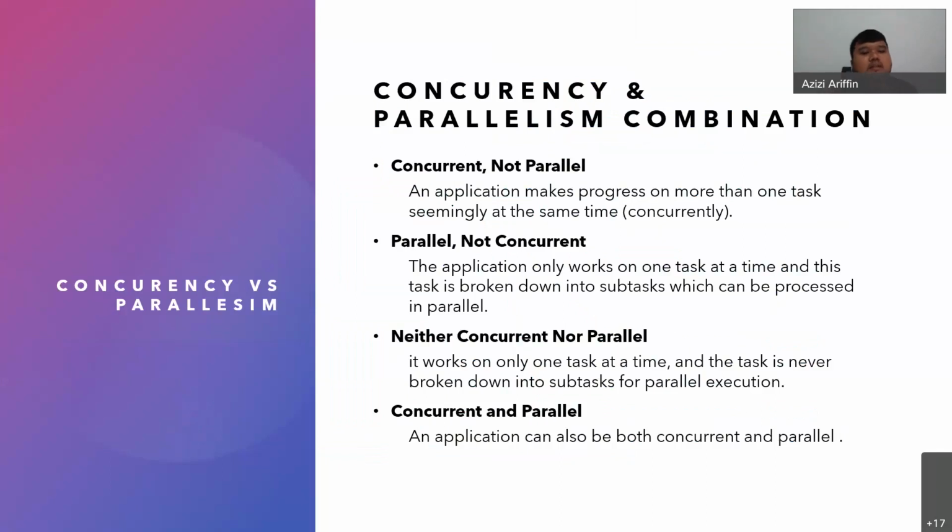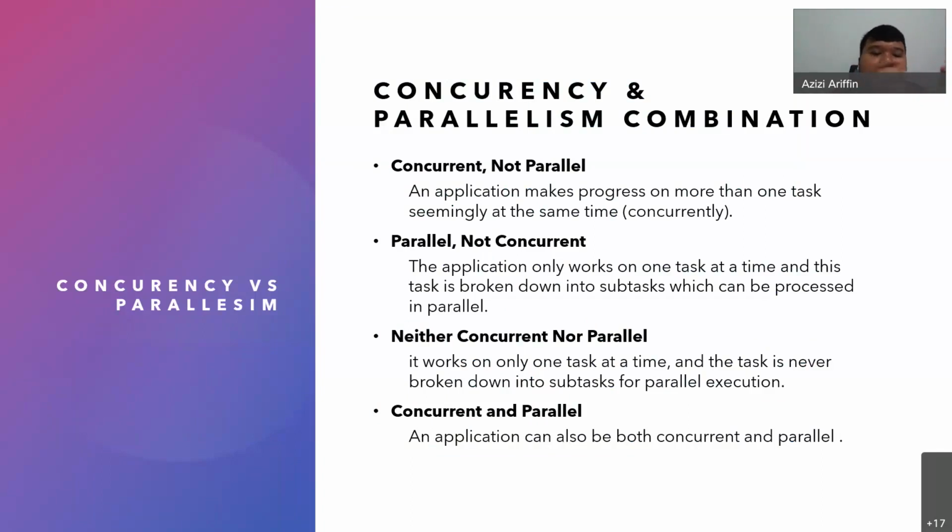Alright, so concurrency and parallelism combination. It can be concurrent but not parallel. Concurrent but not parallel is what I explained earlier, where even though you have done multi-threading or multi-process, there is still only one CPU core, right? So an application might progress on one or more tasks seemingly at the same time, concurrently. So we see it as if it is at the same time, although it is not, it just runs fast.